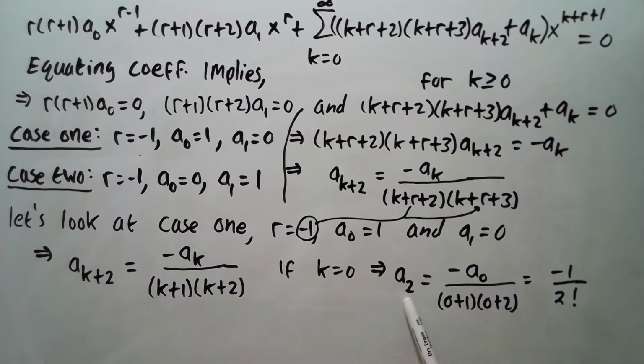Now, knowing a2, I can find the one 2 higher because it relates ak to ak plus 2. So letting k be 2 next, we can find a4. So let's do that.